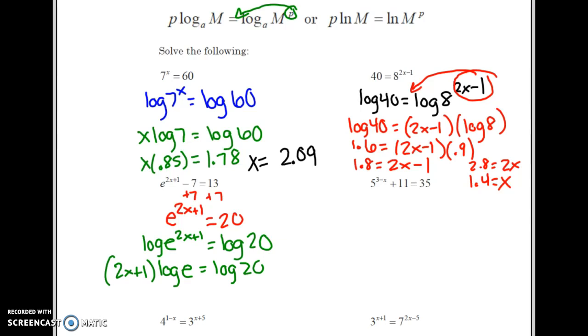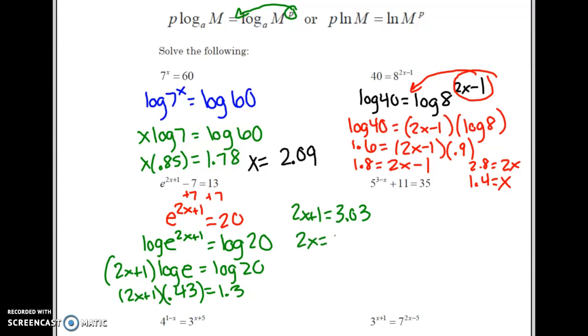So log e is 0.43. And then log 20 is 1.3. So now I'm going to take 1.3 and divide it by 0.43. And now my new problem is 2x plus 1 equals 3.03. So when I took 1.3 divided by 0.43, I got 3.03.